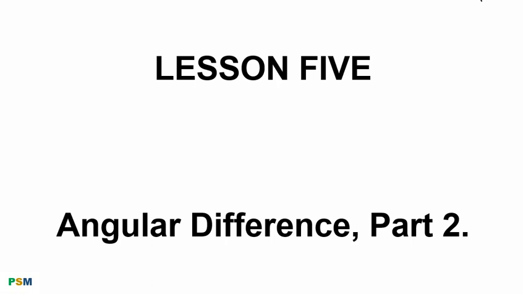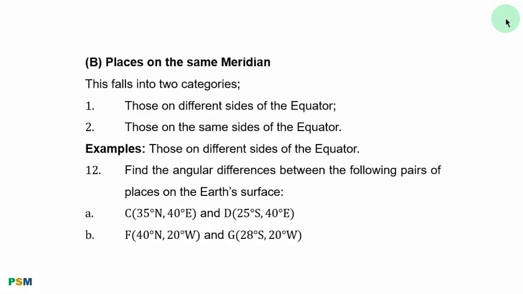Lesson 5, Angular Difference, Part 2. In this part, we are going to examine the B part, places on the same meridian.